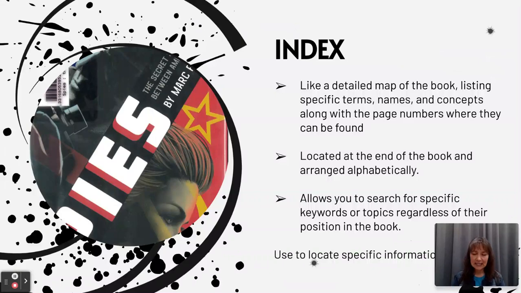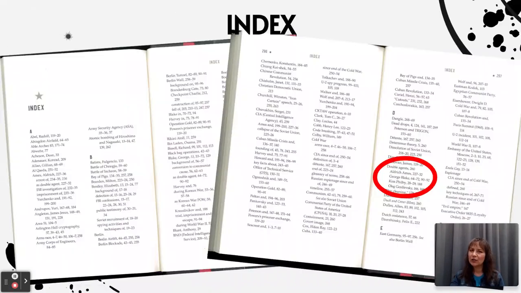Then I looked at the index, which is in the back of the book. So I'm just opening the very back. And in the back of the book, there's an index. And it's like a detailed map of the book. It lists specific terms, names, and concepts, along with the page numbers where they can be found. It's arranged alphabetically, so it allows you to search for specific keywords or topics regardless of their position in the book. And you can use it to locate specific information by keyword. So it's super helpful.